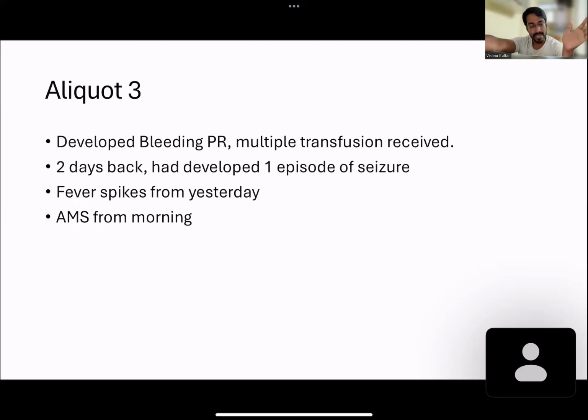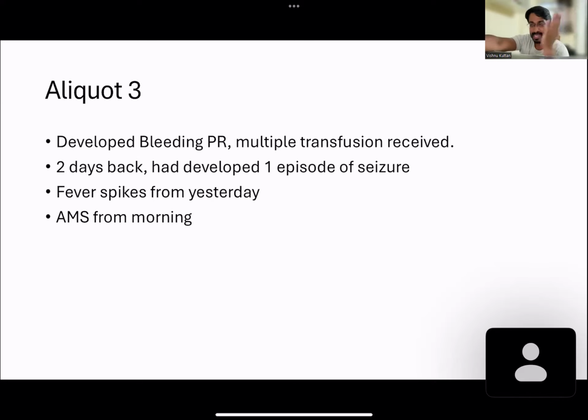So this is happening since the last 7 days, all these events that we have been talking about. 2 days back, in hospital, he developed a seizure. The attenders were telling that they were informed from the hospital side that he had developed a seizure and that he has been having fever spikes since then. And I received the case during my night shift, so he was altered since morning.